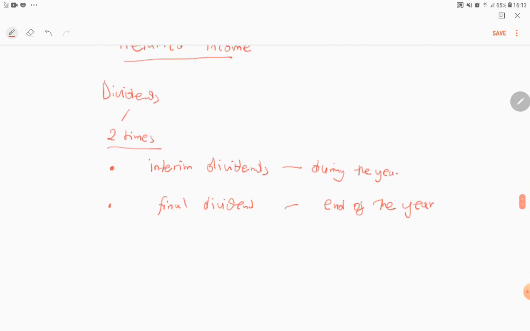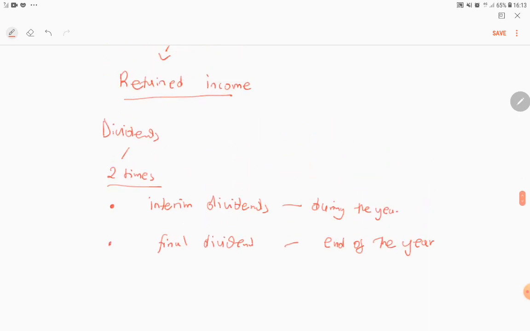But remember, the directors have the option of not paying those dividends if they see that the business does not have enough cash, or if they want to retain the money for future expansion, right? So that's all about companies. Those are the most important stuff that you need to know.